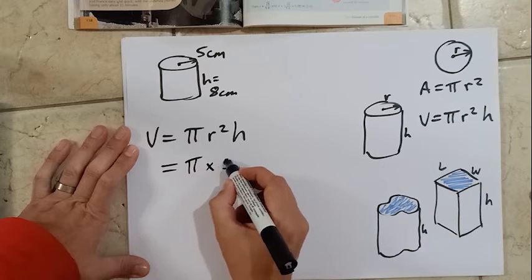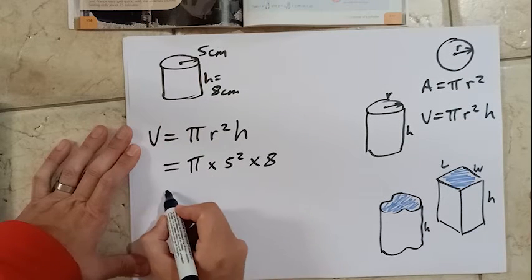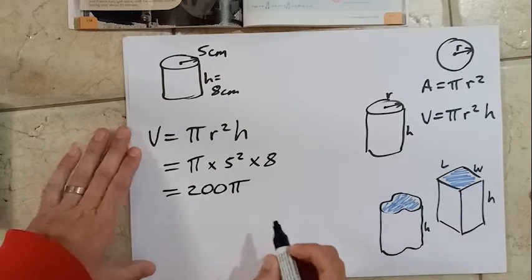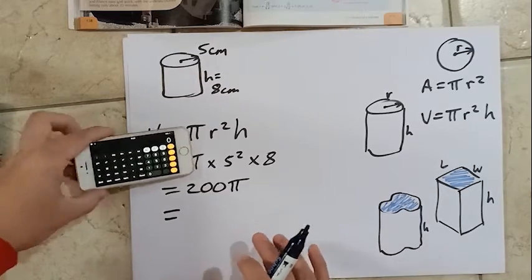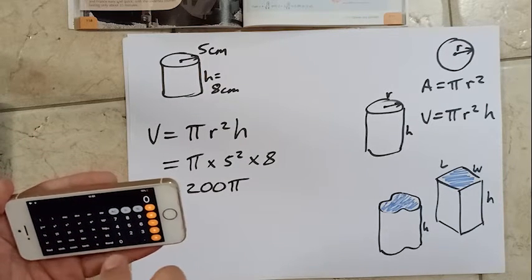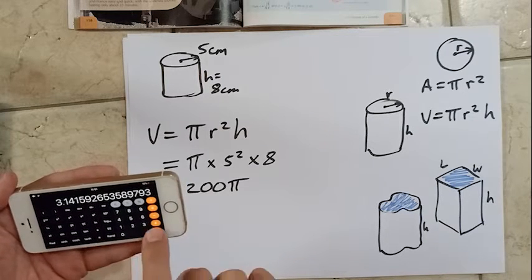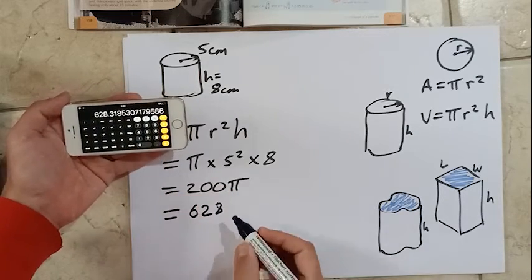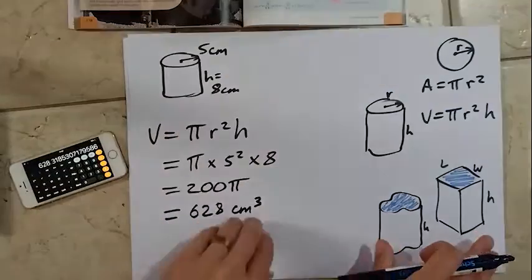Pi times 5 squared times 8. Leave pi in as long as possible. So 5 times 5 is 25. 8 of those is 200. 200 pi. Okay. Unfortunately, I left my school calculator at school. It would be good to be using the same type as you. Okay, so 200 times pi equals 628, which is to 3 significant figures, which is good enough, okay? Centimeters cubed. Don't forget the units. Yep, that matches the book.